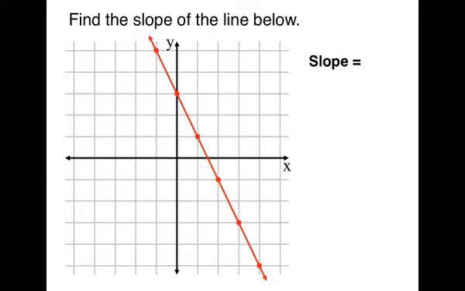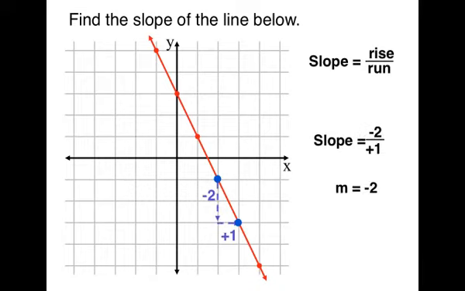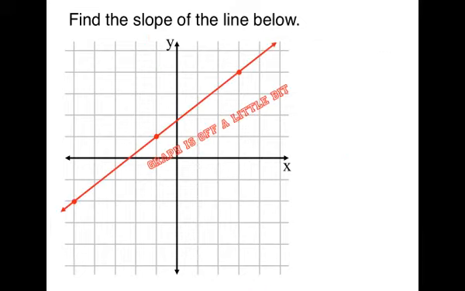Slope is equal to rise over run. Pick 2 points, find the slope. I picked these two. I went down 2, right 1. So I got negative 2 over 1, which I would simplify to negative 2. Now your graph is off a little bit on your paper, so you might want to kind of use what I have right here.